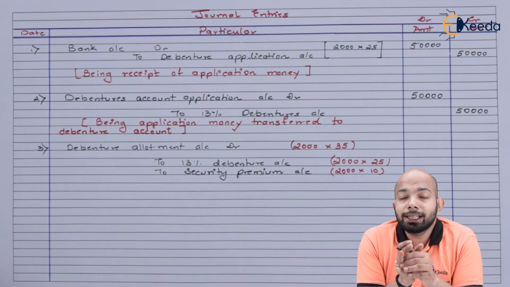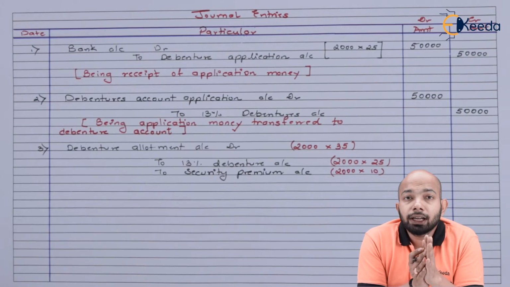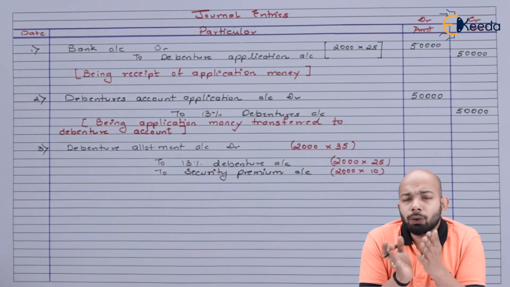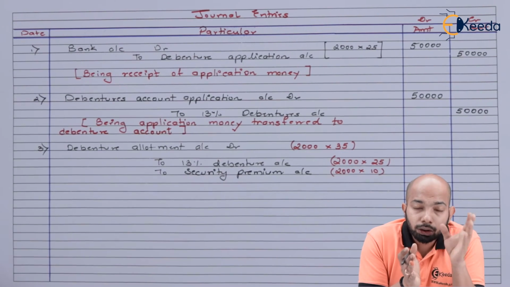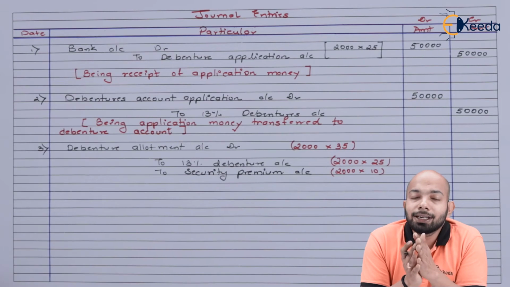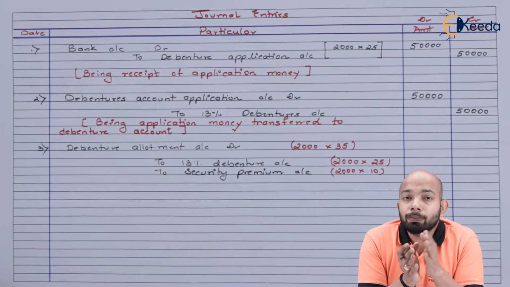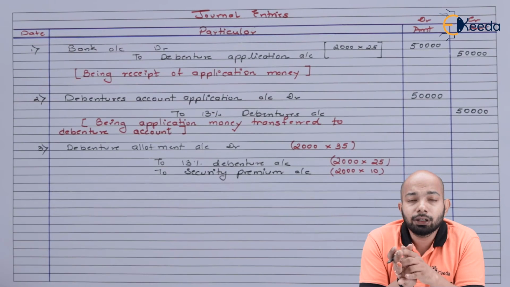So the total debenture allotment, the entry that we have passed here, is debenture allotment account debit to 13% debenture, to securities premium, or share premium, whichever you can call it. Now, the total allotment will be 2000 multiplied by 35 rupees. Debenture capital will be 2000 multiplied by 25 and securities premium will be 2000 multiplied by 10 rupees.